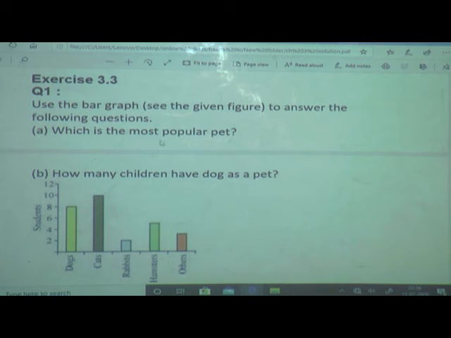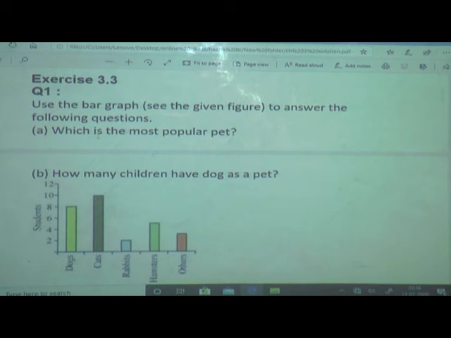Which is the most popular pet? Here we have some pets: dog, cat, rabbit, then hamsters and others. The number of students is given on the y axis: 2, 4, 6, 8, 10 and 12. So we have the survey of these pets with the number of students.